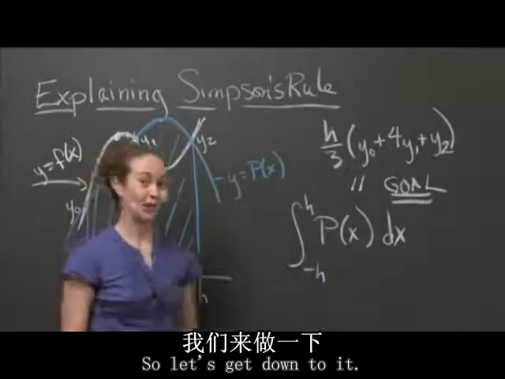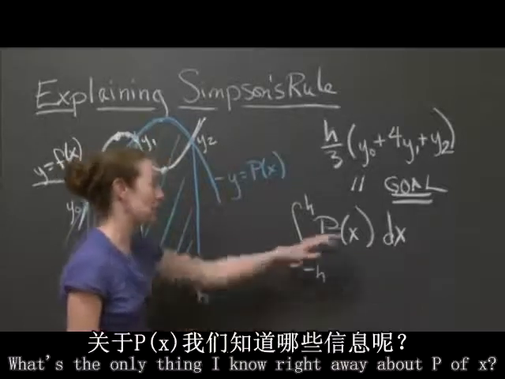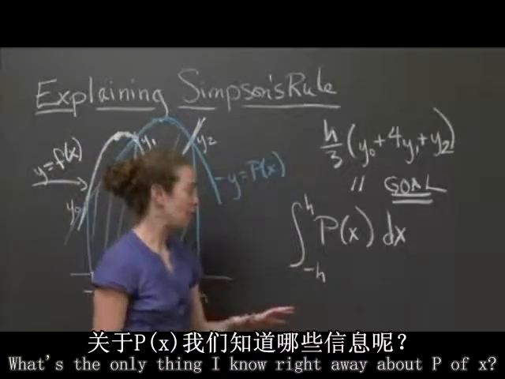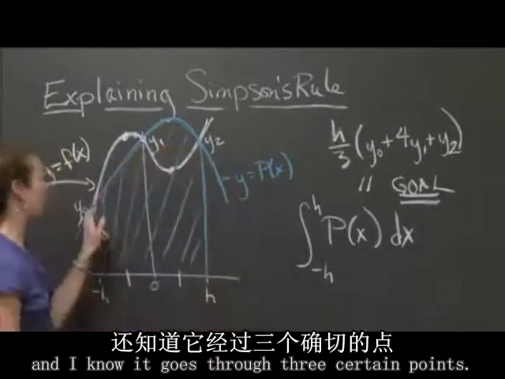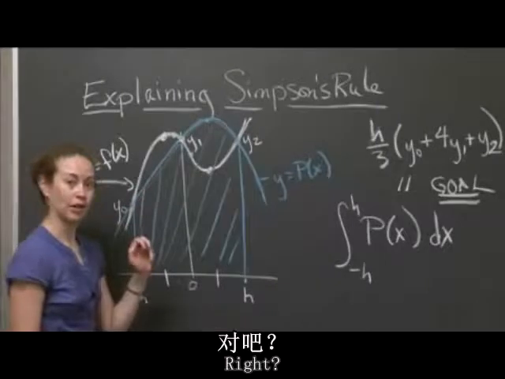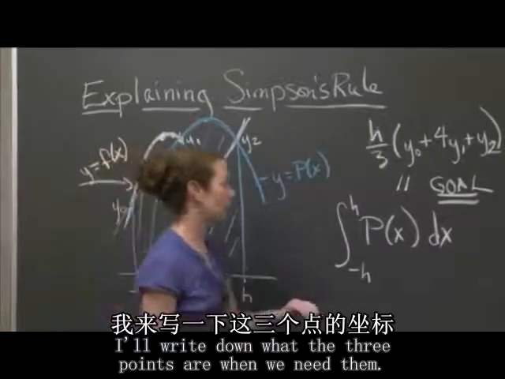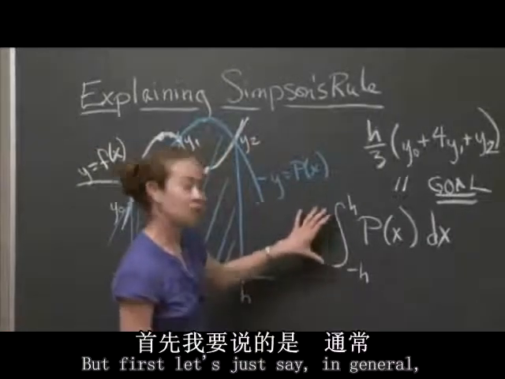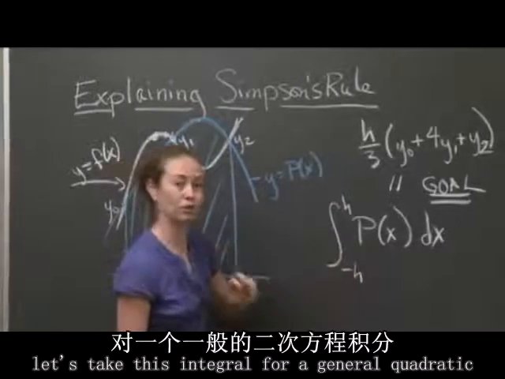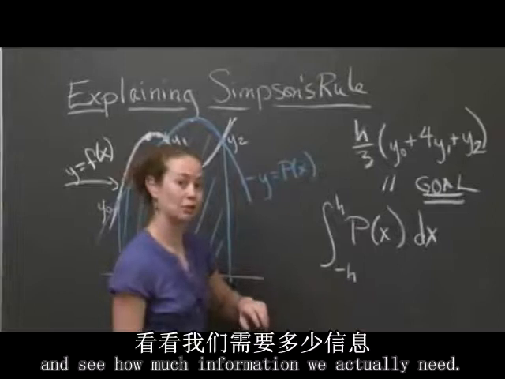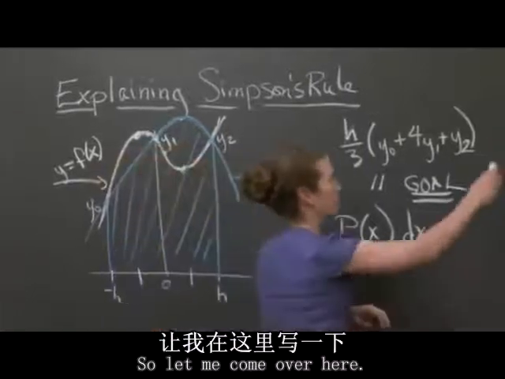So let's get down to it. Well, what do I know? What's the only thing I know right away about p of x? I know I'm choosing it to be a quadratic function, and I know it goes through 3 certain points. I'll write down what the 3 points are when we need them. But first, let's just say, in general, let's take this integral for a general quadratic and see how much information we actually need. So let me come over here.